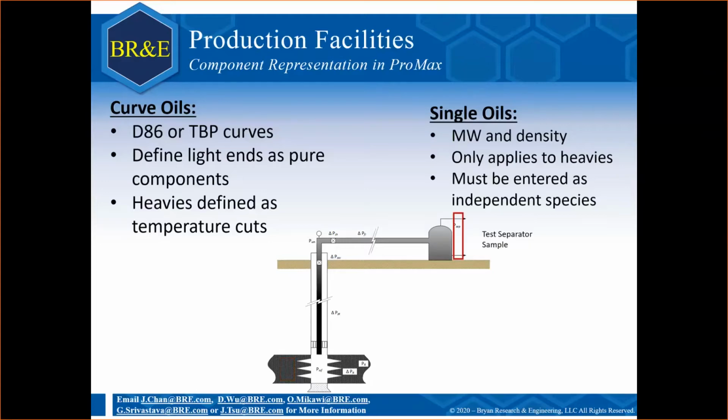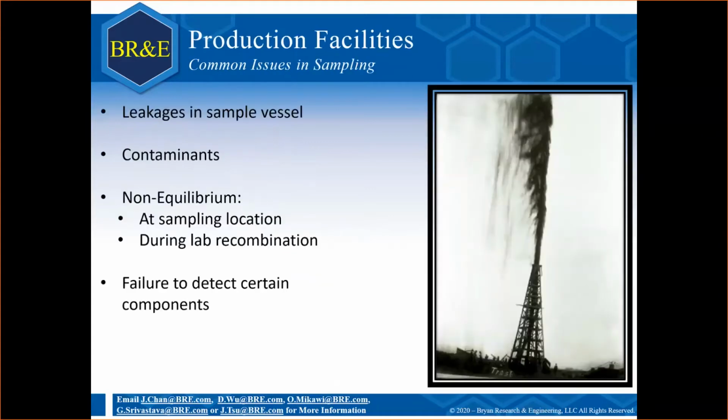The other type of sample is samples taken off a test separator, where we take some of the vapors and some of the oils from the test separator and then recombine them. Each of these types of samples has its own advantages and disadvantages, but in general, sampling has issues.